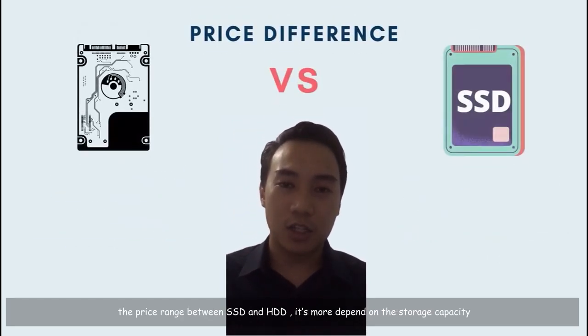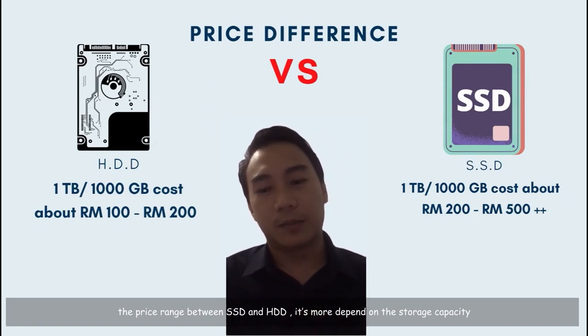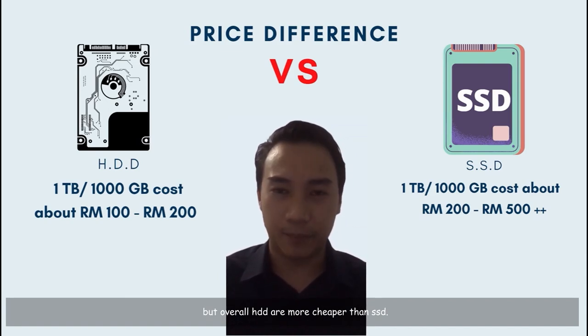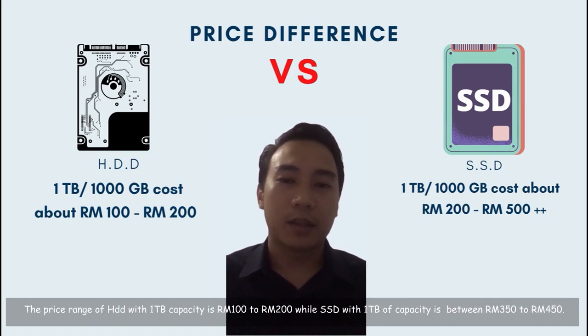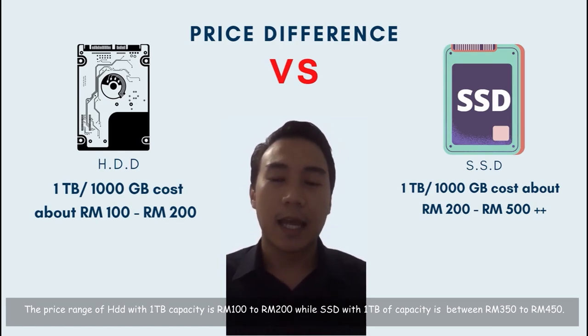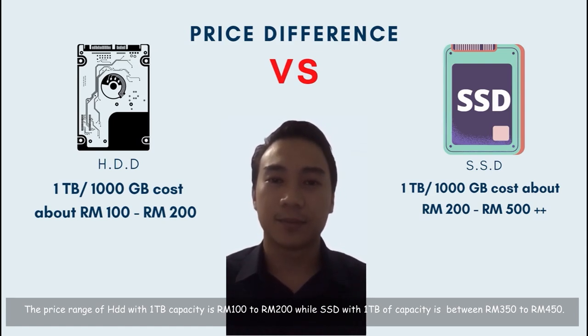The price range between HDD and SSD depends much more on the storage capacity, but overall HDD is much cheaper than SSD. The price tag of HDD with 1 terabyte capacity is between 100 to 200 Malaysian ringgit, while SSD with 1 terabyte capacity is usually 350 to 400 Malaysian ringgit.